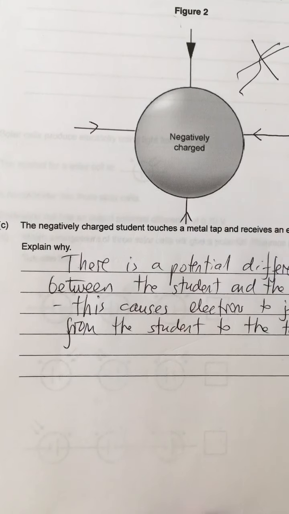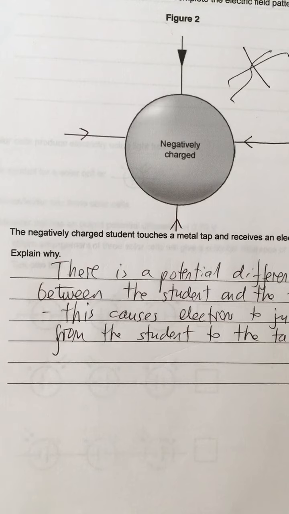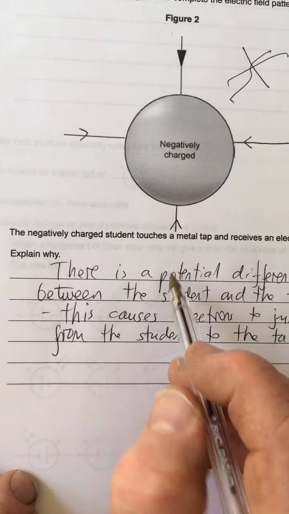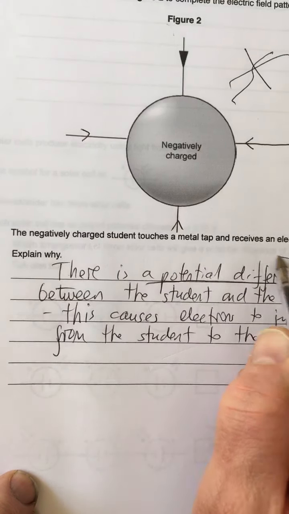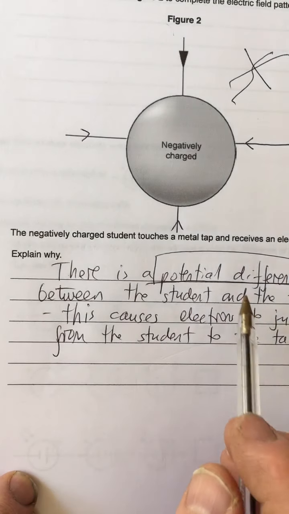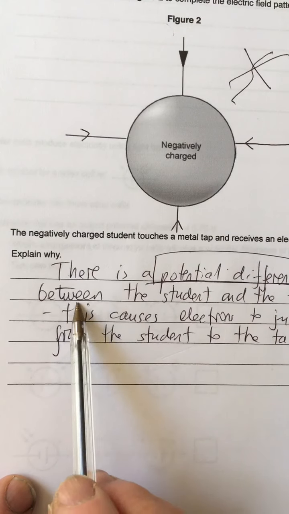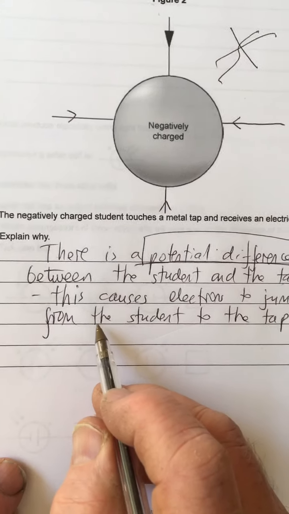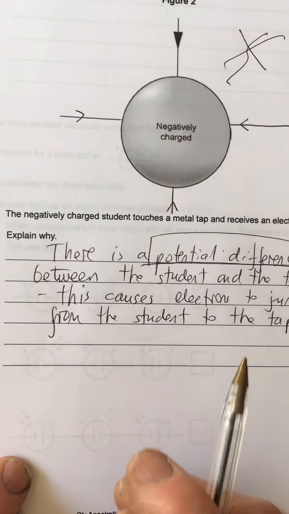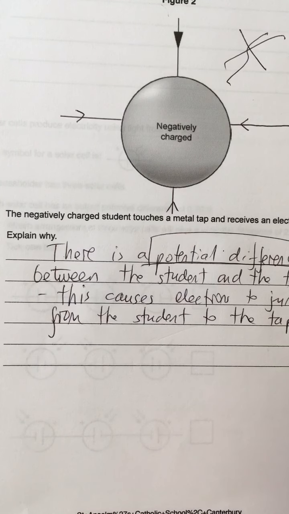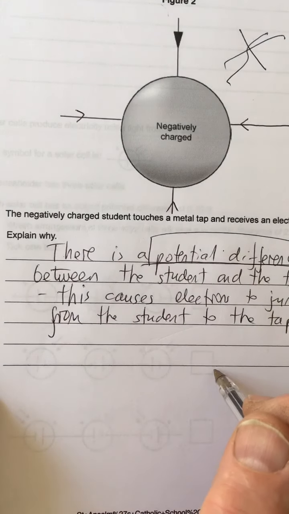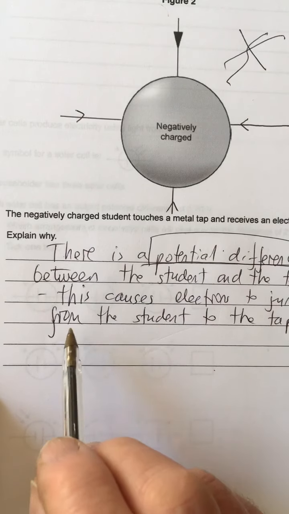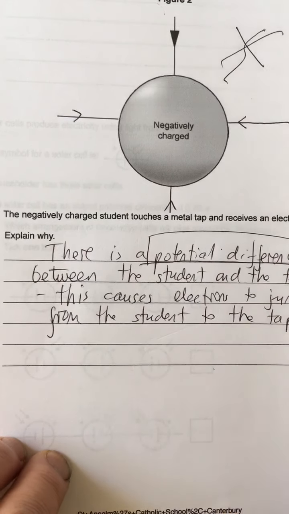Used to happen a lot when you went shopping in Asda and they had carpeted floors, and you push a trolley on the carpet and you get a shock off the trolley. It's the same idea. The key point here, potential difference. This thing here is important, and you can see where the marks go. 1 mark for that. Between the student and the tap, that will be your 2nd mark. And then what's the result of that situation? Causes electrons to jump from the student to the tap. It's also called earthing. The tap is connected to the ground. Electrons want to go to the ground. That's why you get lightning the way that you do.